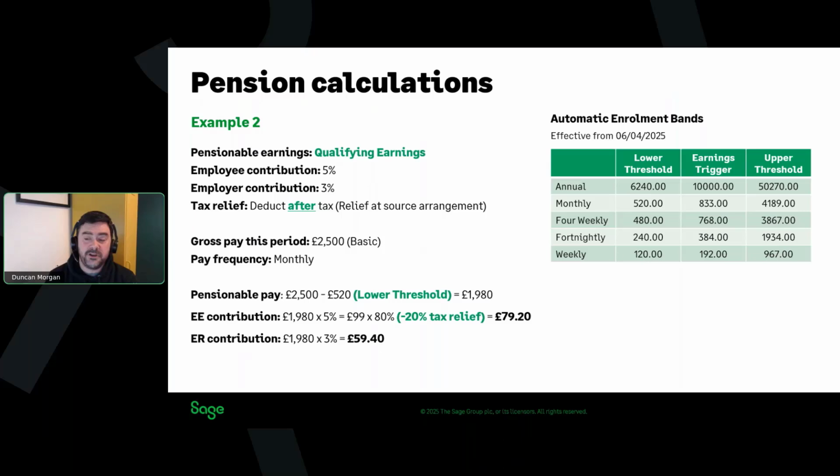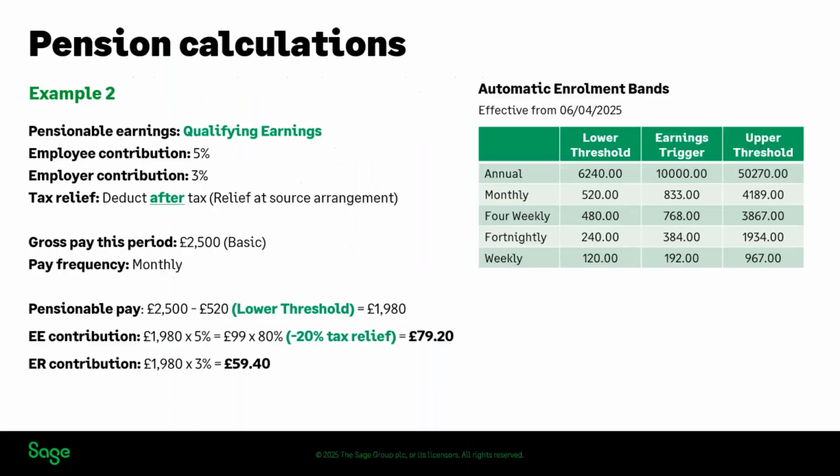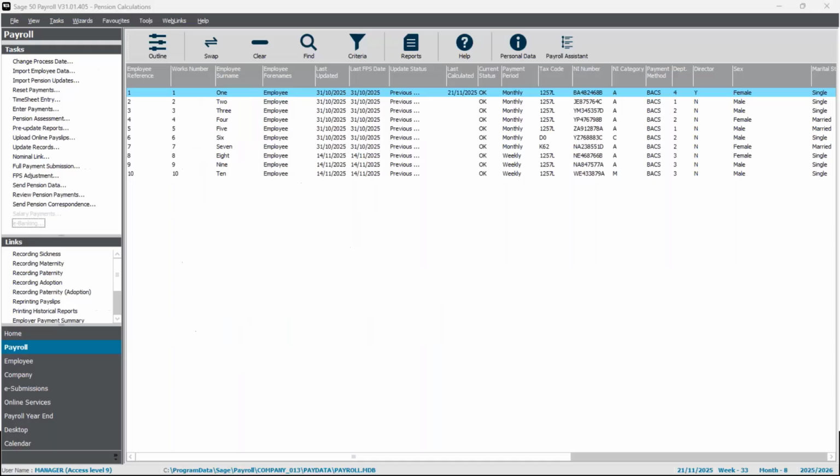The employer contribution is slightly more straightforward. It's the pensionable pay, 1980 times 3%. So that would be £59.40 that the employer is contributing. So let's take a little look at that one in payroll.